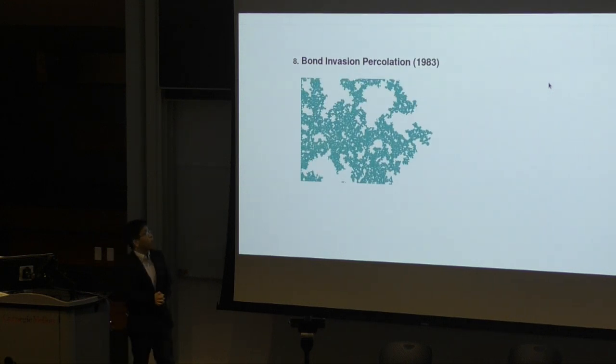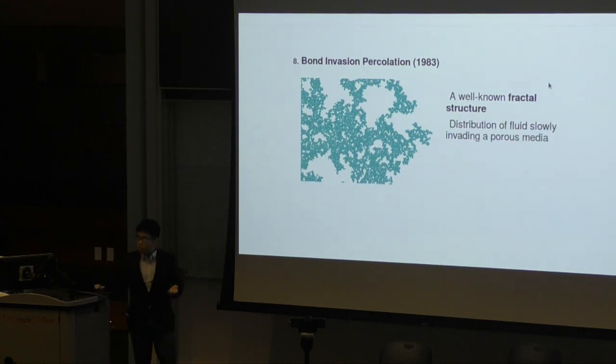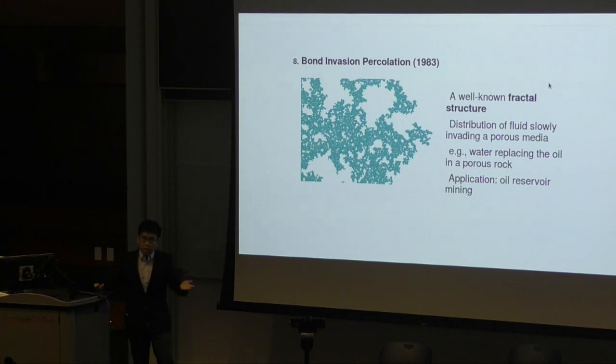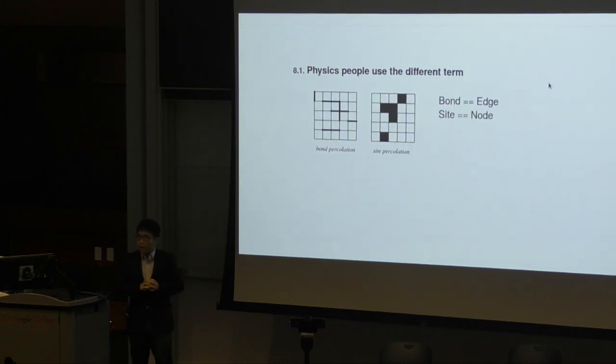So here I propose something weird, bond invasion percolation, that nobody in this room has heard about, I guess. This is a well-known fractal structure that was intensively studied in physics. This is a model for the distribution of fluid slowly invading a porous media, which is, for example, water replacing the oil in porous rock. The application of this is oil reservoir mining. And yes, so it has some interest in this industry. But that's not the point. Well, at least the physics people use a different term from others. So the bond means edges, and the site means node in our terminology.